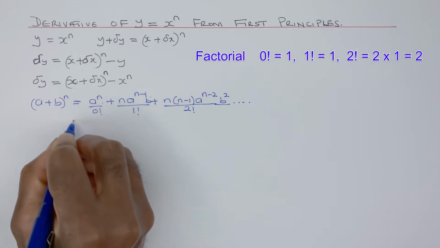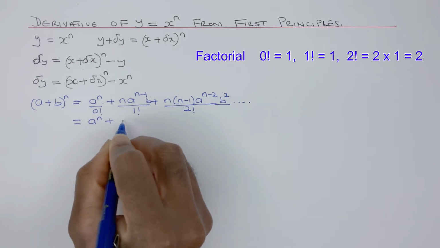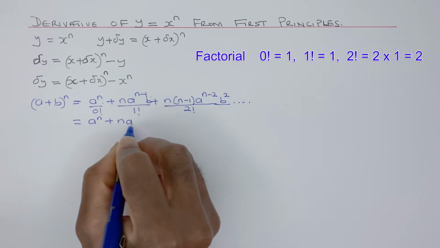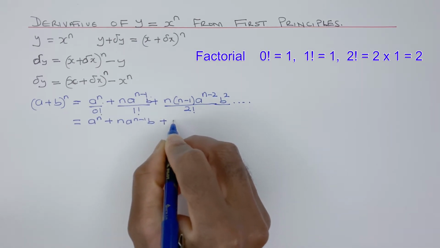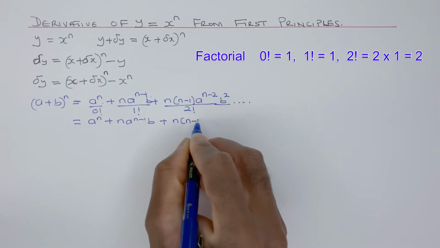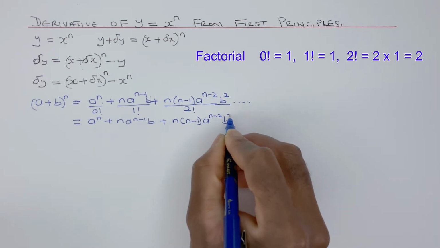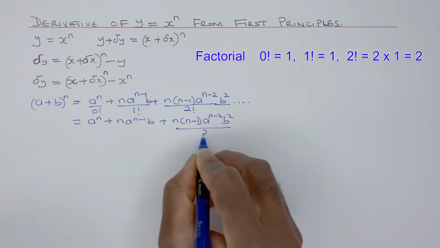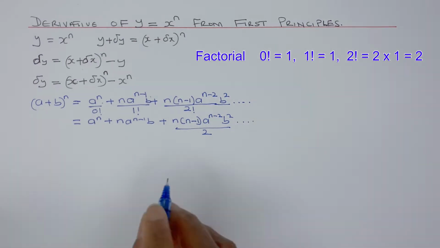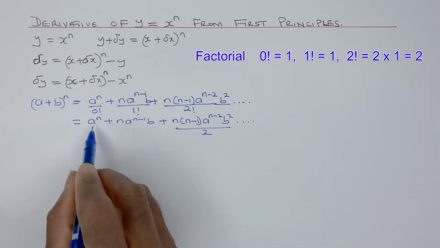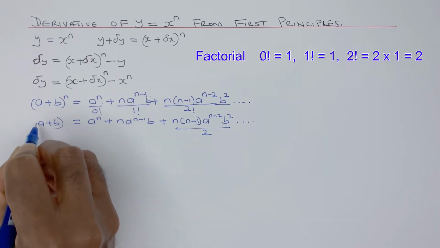And to simplify this, it will be just a to the power of n plus n a to the power of n minus 1 b plus n into bracket n minus 1 a to the power of n minus 2 b squared over 2. Don't forget this is over 1 and that's over 1. And so that continues. But we don't need the rest of those. We just need actually the first two. So that's a plus b to the power of n.